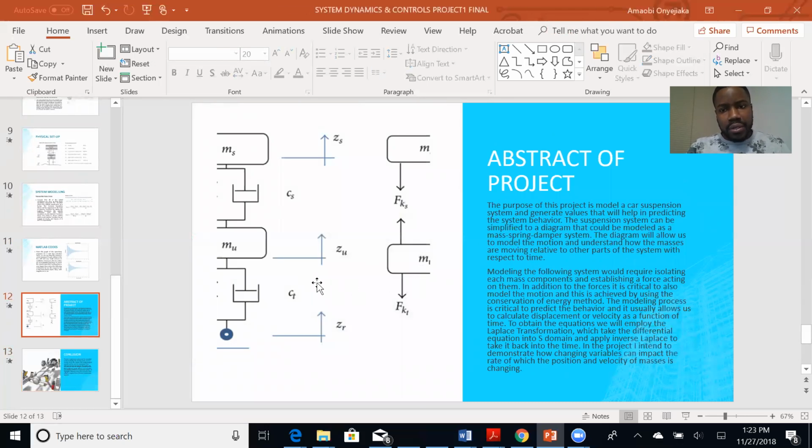Going back to the abstract of this project, the purpose of this project is to model a car suspension system and generate values that will help in predicting the system behavior. We're going to have a set of fixed values, like the mass of the car won't change and the mass of the suspension system won't change, but other values we can manipulate to achieve the desired output.